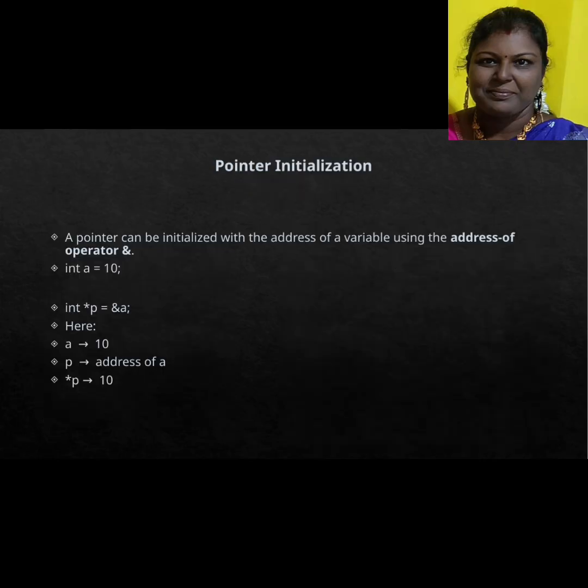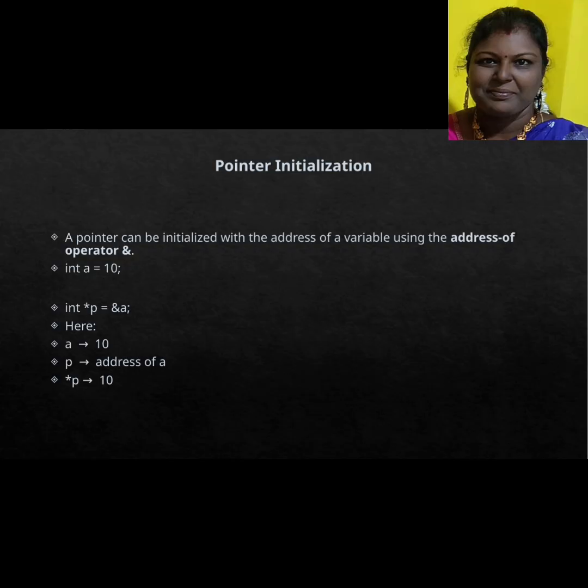Let's talk about how we initialize a pointer with the address of a variable. Here, we have an integer variable, a, set to 10. Then, we declare a pointer, p, and assign it the address of a using the address-of operator, the ampersand. So p holds the memory address where a lives. When we dereference p, that is, use asterisk p, we get back the value stored in a, which is 10. This is the basic idea behind pointer initialization.